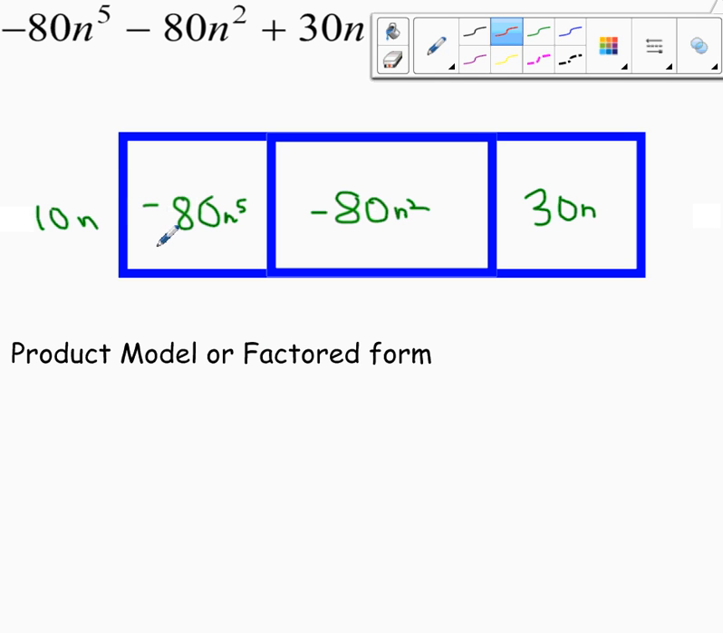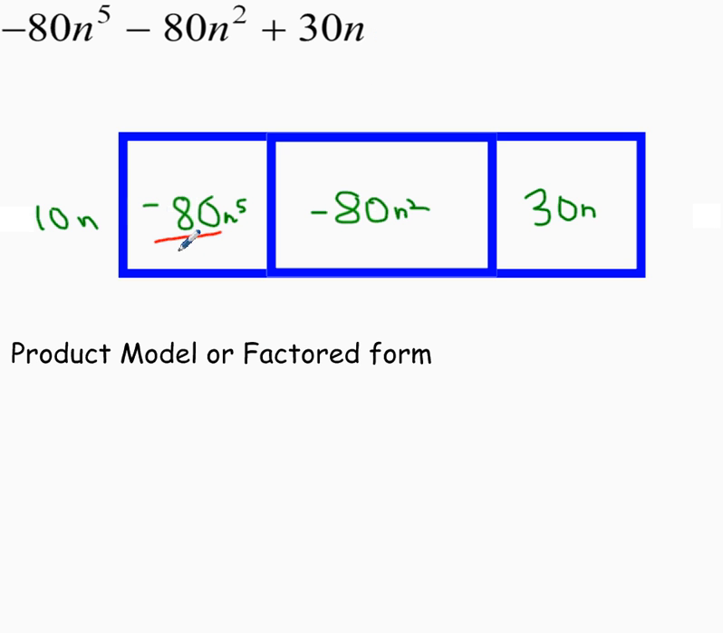Okay, so if I divide negative 80 by 10, I get negative 8. And if I divide n to the 5th power by n, I get n to the 4th power. Okay, do it again. Divide negative 80n squared by 10n. Negative 80 divided by 10 is negative 8. N squared divided by n is n to the 1st power. 30n divided by 10n. Well, 30 divided by 10 is 3, and n divided by n is 1.